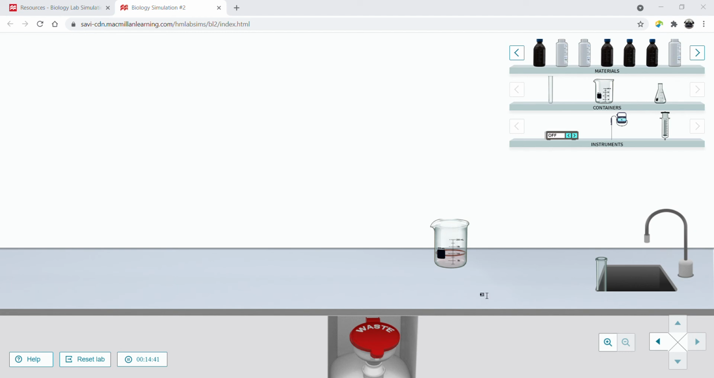Okay, so you're going to test potato juice and whole milk for the presence of reducing sugars, starch, lipids, and proteins by running each of these tests on both of them.